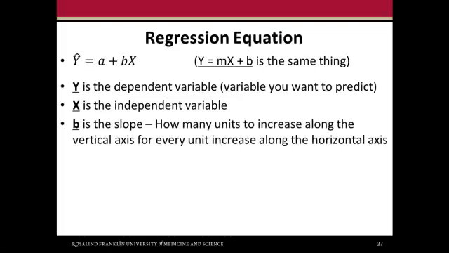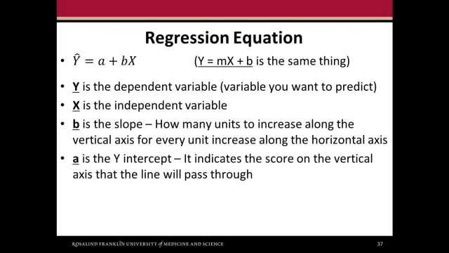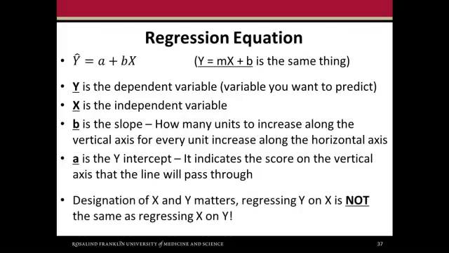B is the slope, so how many units you increase along the vertical axis for every unit increase along the horizontal axis. And A is the y-intercept, so it's the score on the vertical axis, or our y-axis, that the line will actually pass through. For regression, what variable we're calling x and what variable we're calling y matters, because regressing y on x, so basically flipping the axes, is not the same as regressing x on y. Again, this is just the idea that we have a true dependent and independent variable that we're interested in looking at.